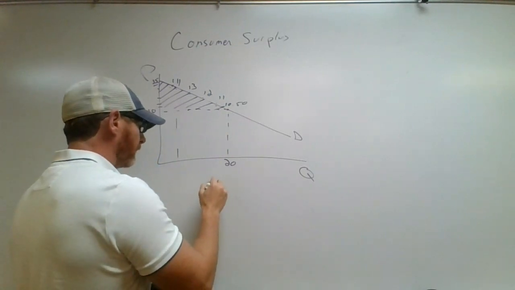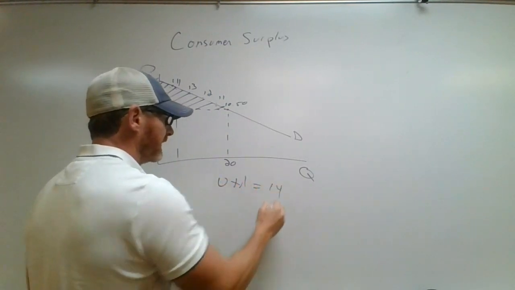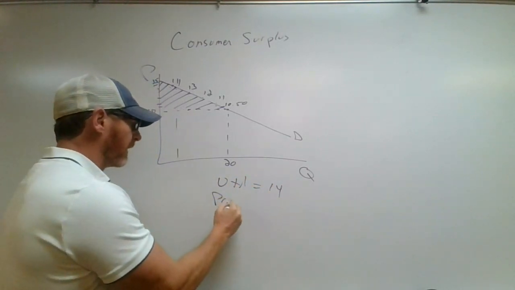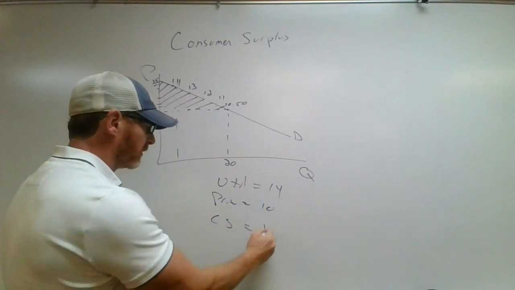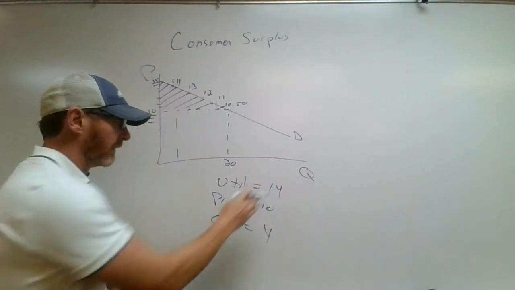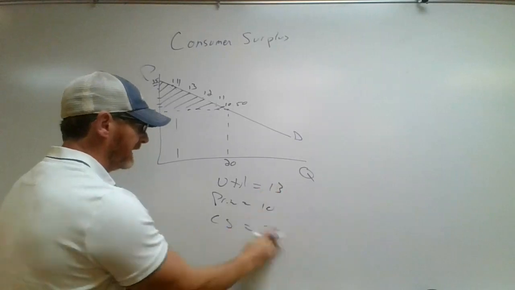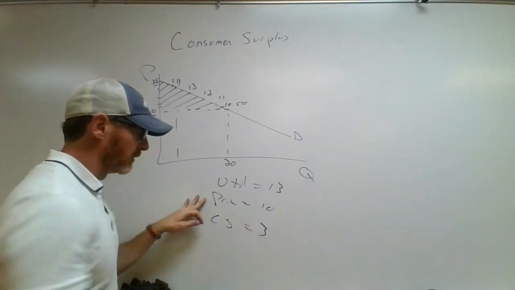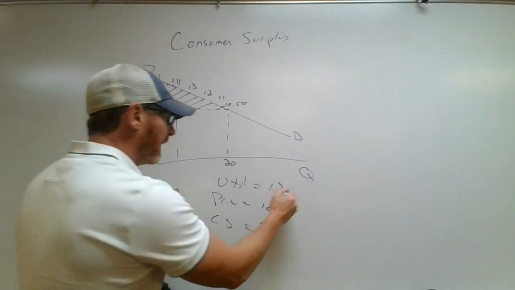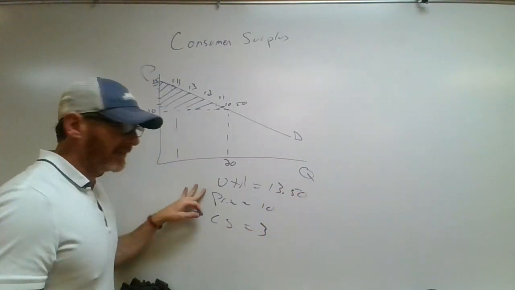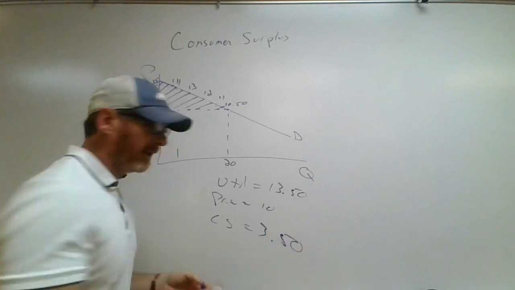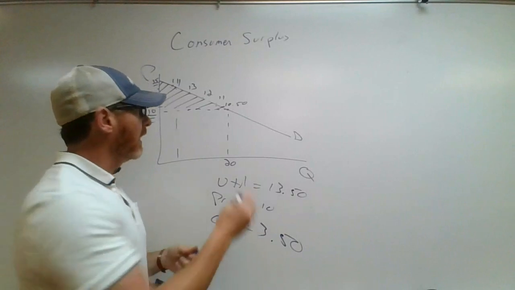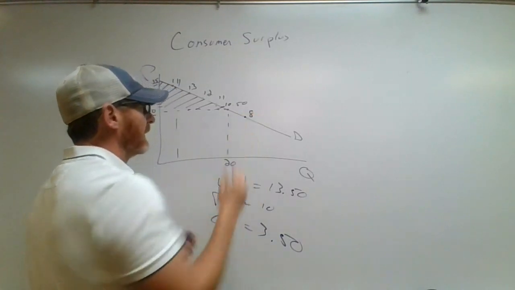If the utility is $14, if there's some girl who will pay $14 for this good, but the price is 10, then your consumer surplus is 4, right? If your utility is 13, the price stays at 10, your consumer surplus is 3. If you'd pay $13.50 and the price is only 10, then you're coming out $3.50 ahead, right? You're experiencing consumer surplus.